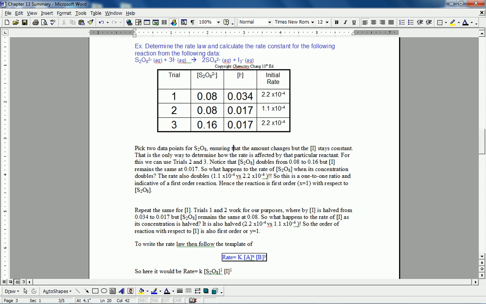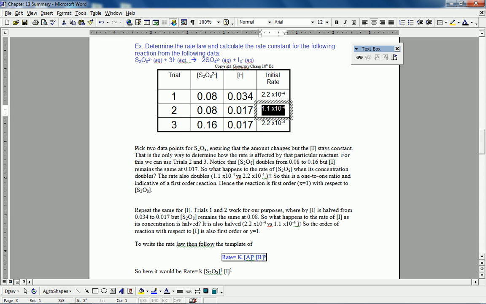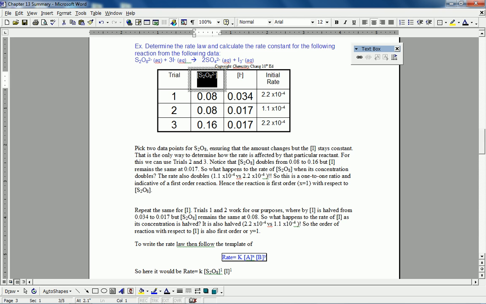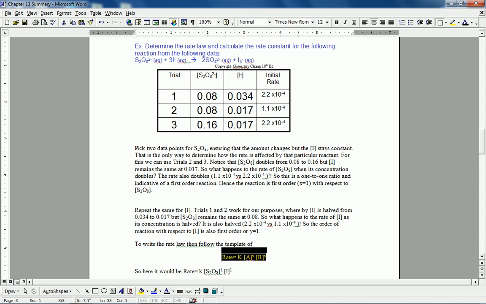So what effect did that have on the rate? 1.1 times 10 to the minus 4 for trial 2, and it doubles to 2.2 times 10 to the minus 4. So we doubled the concentration, and that doubled the rate. A 1-to-1 ratio would mean that this is a first order reaction with respect to S2O8, and therefore the exponent for S2O8 when we write our rate law down here will indeed be 1.